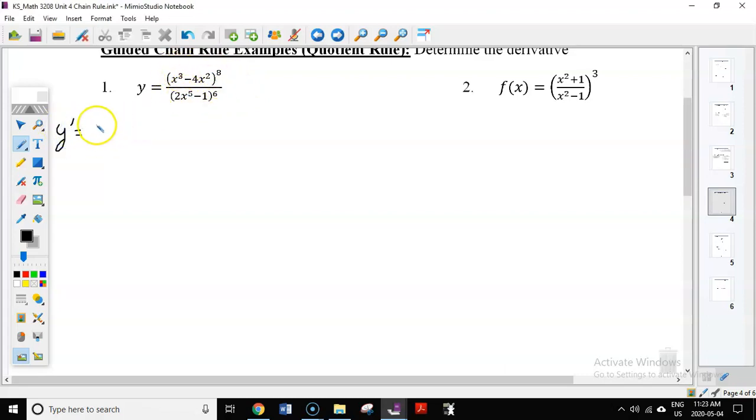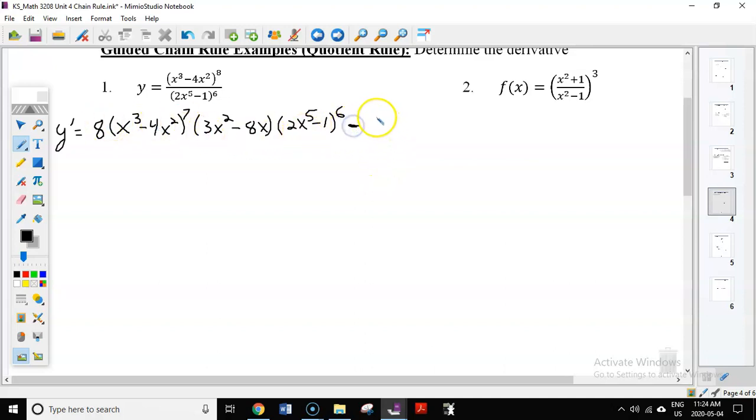So the derivative of the top, or the numerator, is 8 in front of x cubed minus 4x squared to the 7. Then the derivative of the inside is 3x squared minus 8x, and that's the derivative of the inside, times the denominator before we do anything to it. So that's the first part of your quotient rule.